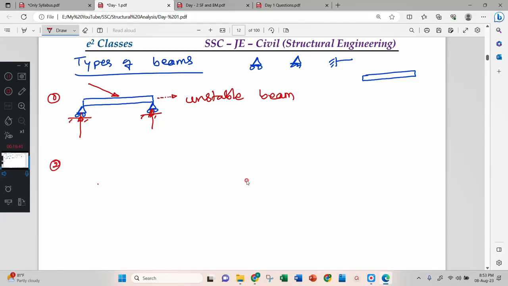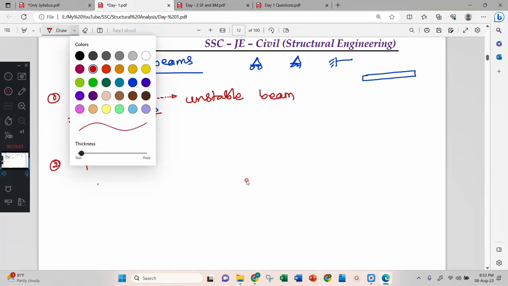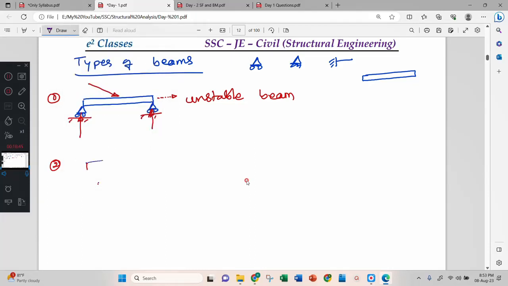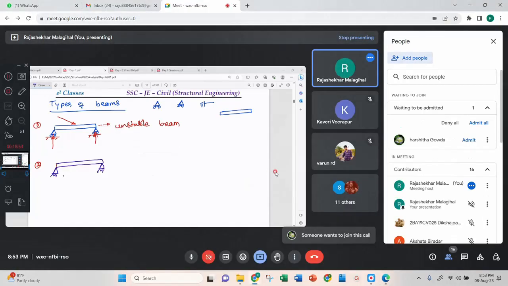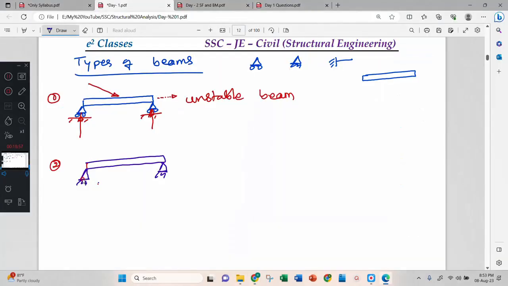The second one is, if I take a beam, and then provide a hinge support here and a hinge support here, hinge support on both sides, then what happens?